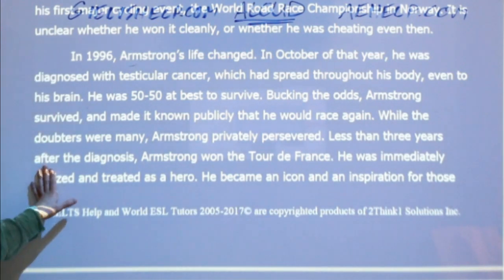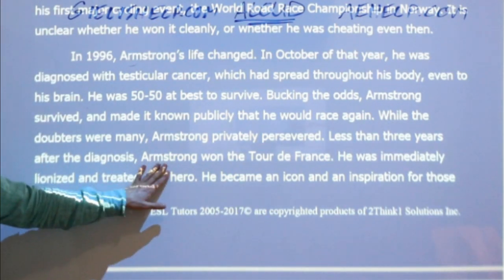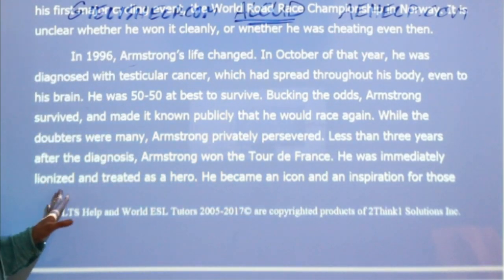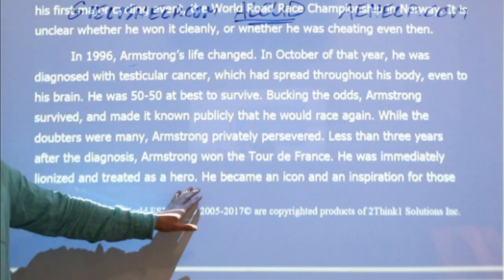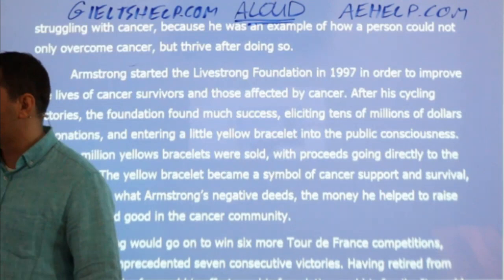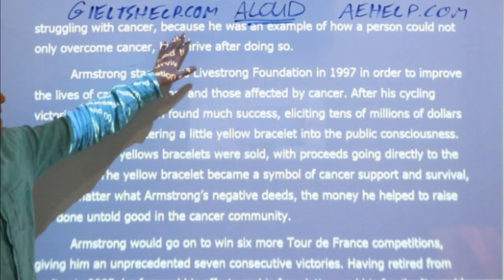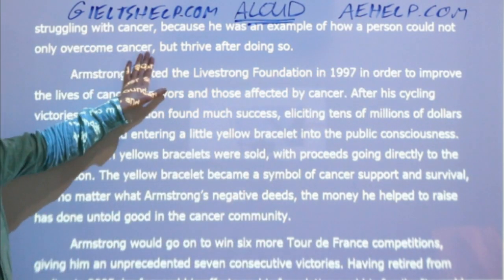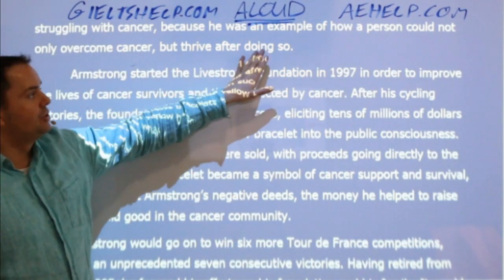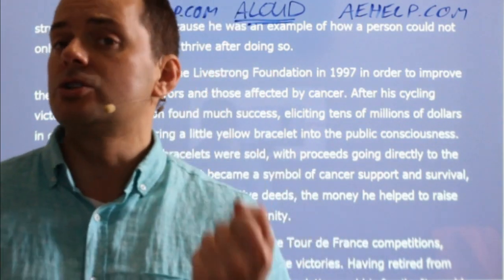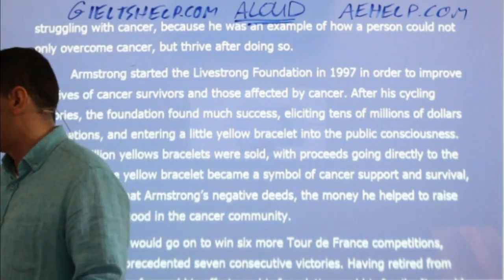Less than 3 years after the diagnosis, Armstrong won the Tour de France. He was immediately lionized and treated as a hero. He became an icon and an inspiration for those struggling with cancer because he was an example of how a person could not only overcome cancer, but thrive after doing so. What is this paragraph about? About Lance Armstrong's battle with cancer, testicular cancer, surviving and becoming a hero.